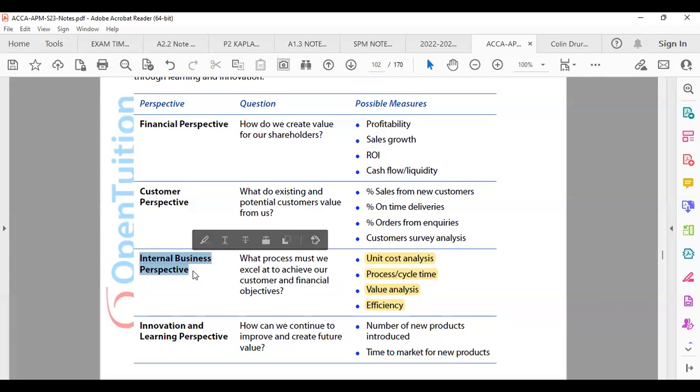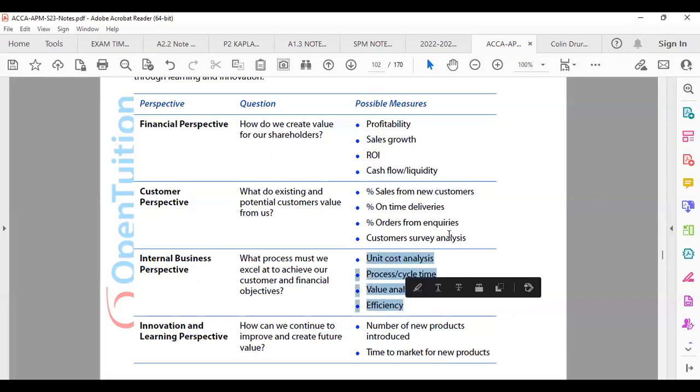Let's go to the internal business perspective. And what we check in here, we're going to check all these. We check unit cost analysis. Remember, analysis means you can analyze. If it's not, of course, you check for another one. Then we check for the cycle or process time. Then we check for value analysis and check for efficiency.